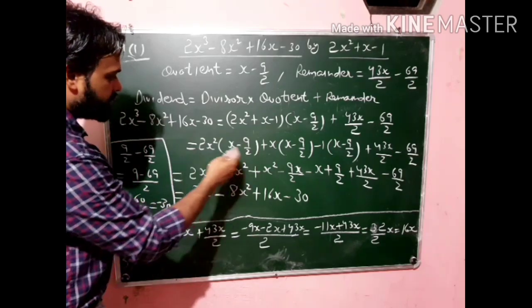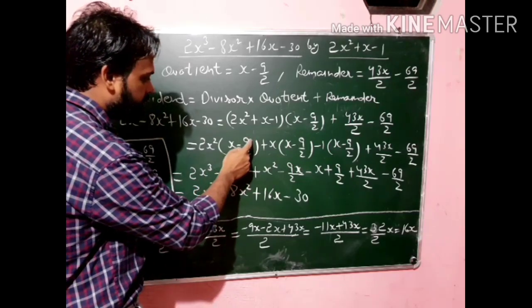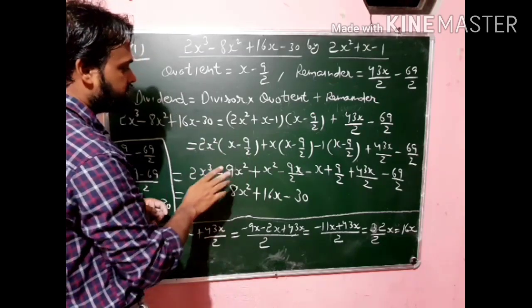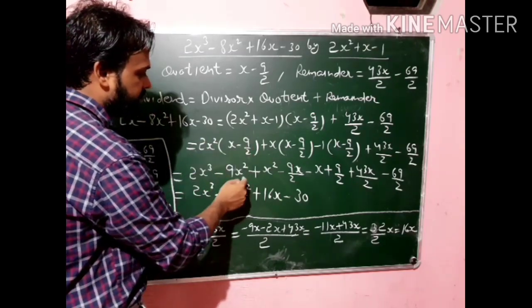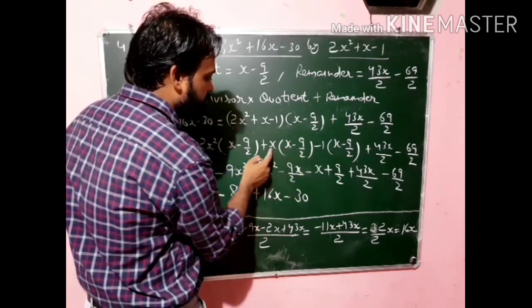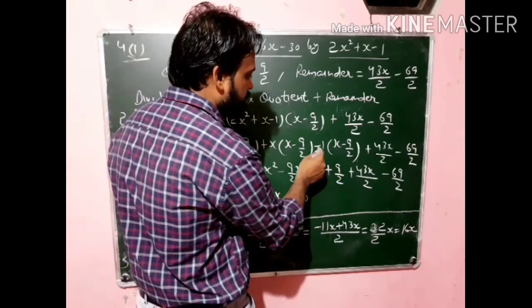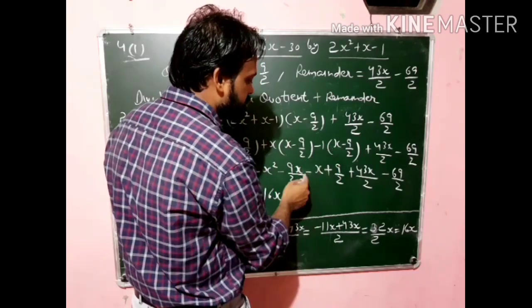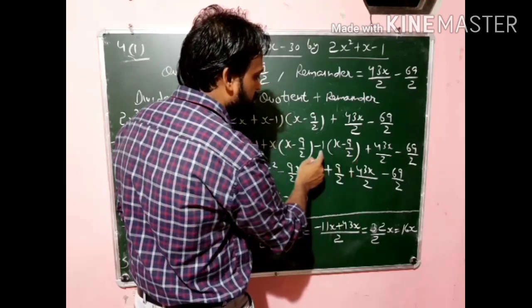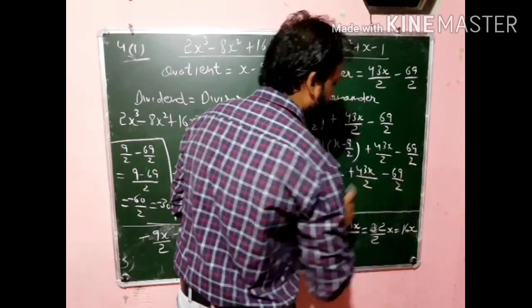Now the next step is to multiply. 2x square multiplied with x becomes 2x cube. Then minus 9 by 2 multiplied with 2x square: the 2 and 2 cancel out, and we get minus 9x square. Then plus x into x is x square, then minus 9 into x is minus 9x by 2. Again, minus 1 multiplied with x is minus x, and minus times minus 9 by 2 multiplied with 1 becomes plus 9 by 2, and of course 43x by 2 minus 69 by 2 as it is.